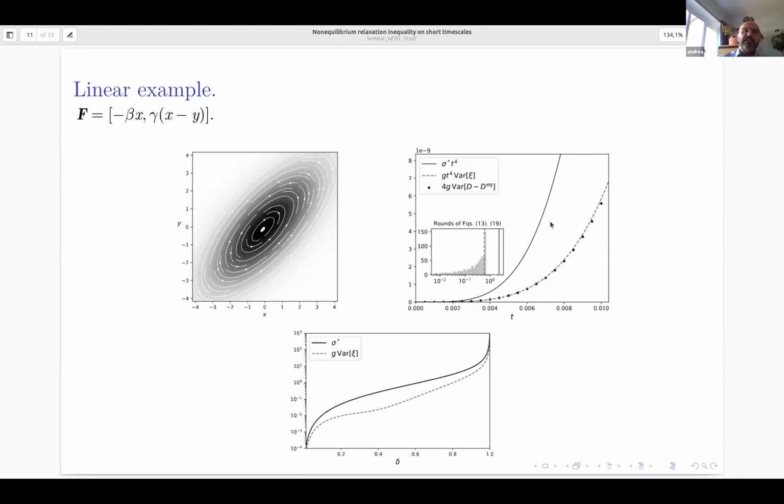And for linear systems, as you can imagine, we are also able to make analytical progress. So one can even ask, how tight is this inequality? And we can have all these curves.